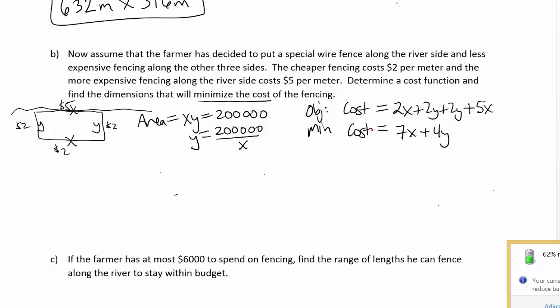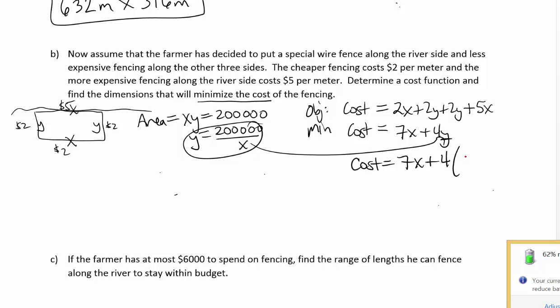So there's our cost function, but it's in terms of x's and y's, and we need to get rid of one of those variables. So I'm going to get rid of y by substituting in that constraint right here. So our new cost function becomes 7x plus 4 times 200,000 all over x, or cost equals 7x plus 800,000 all over x. And we want to minimize that. We want the minimum cost.